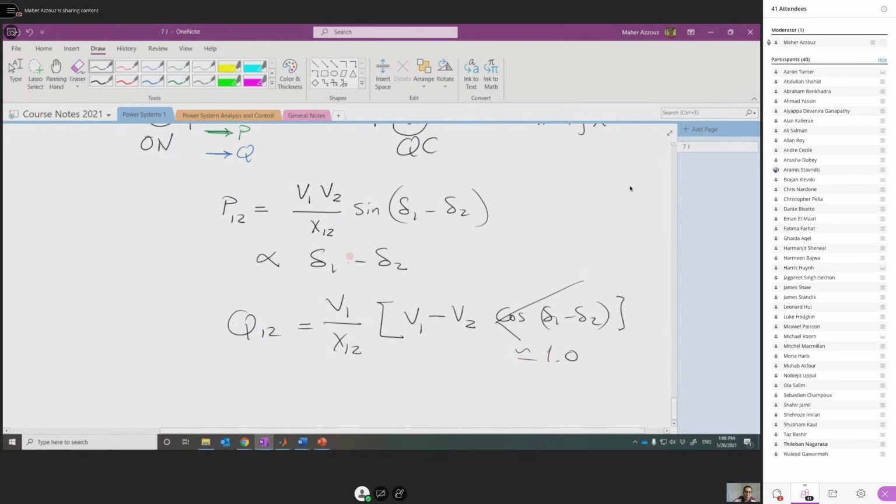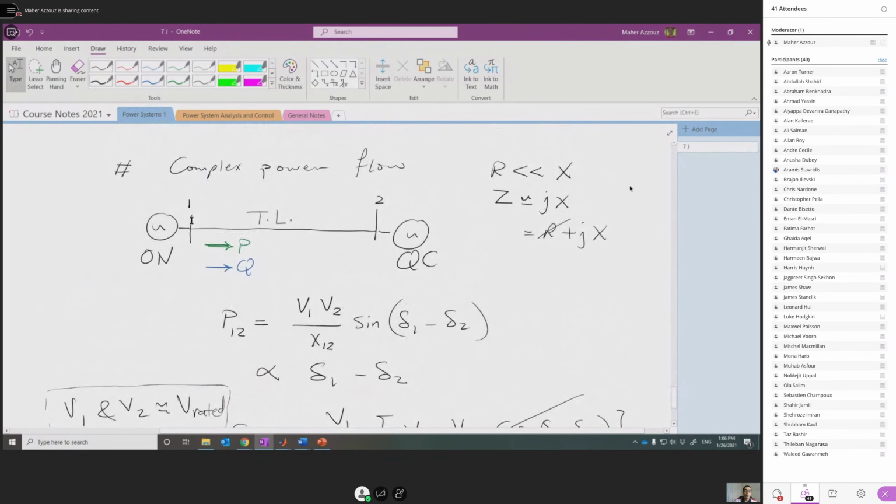V1 and V2 don't change that much; they are around the rated value, due to voltage regulators. So we learned from this relation that the reactive power transferred from 1 to 2 is proportional to the voltage magnitude, which means if we want to transfer reactive power from 1 to 2, then the magnitude of V1 should be greater than the magnitude of V2.